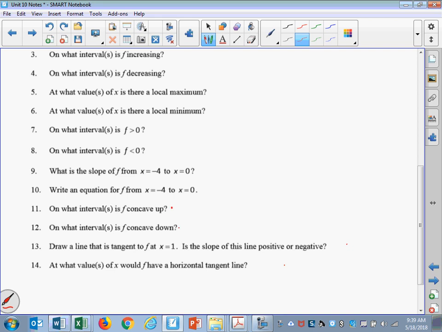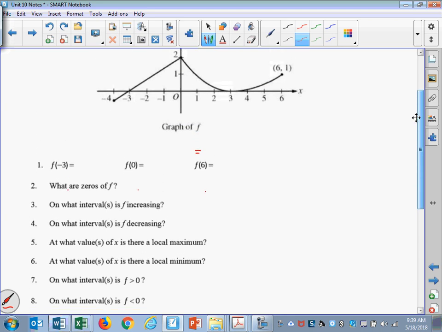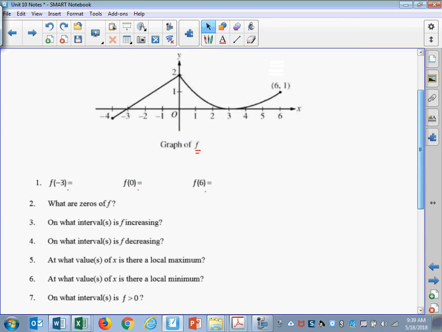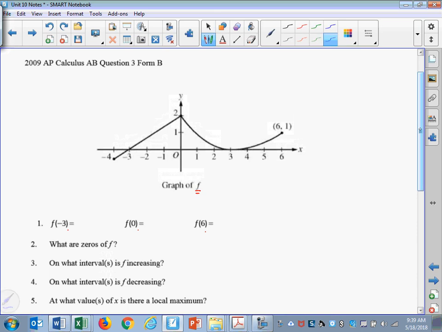Concave up means that if it were raining, the graph would hold water. So imagine it raining straight down like this. Is the graph going to collect water, or is it going to let water run off? The water is going to collect there, which implies that it's concave up. So I can see that it's concave up from here all the way to here. So it is concave up on 0 to 6. They ask what intervals is it concave up? 0 to 6.